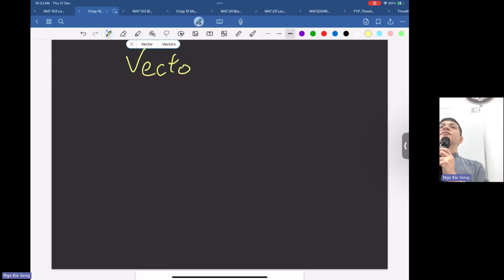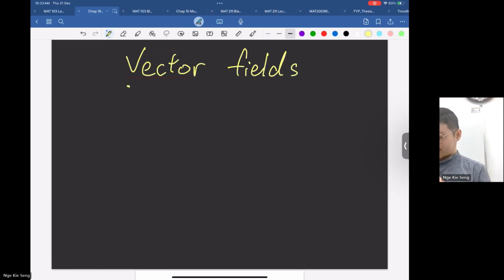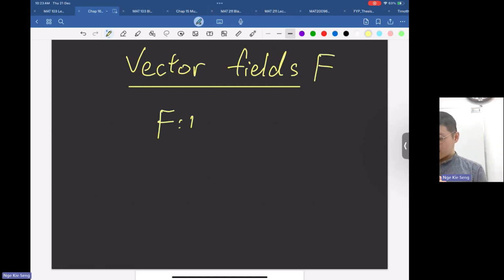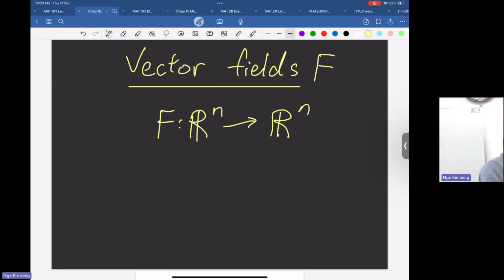Okay. Remember what we last time talked about, vector field. So this is the last variation of function we'll talk about. This is the function from Rn to Rn. We don't consider Rn to Rm for different m and n. We only consider Rn to Rn here.